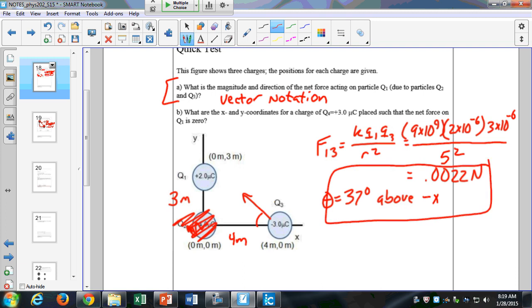Anybody done the x and y components yet? In vector notation? Okay, find the x and y components. Notice that one of your components is negative and one of the components is positive, so you need to reflect that in your answer.